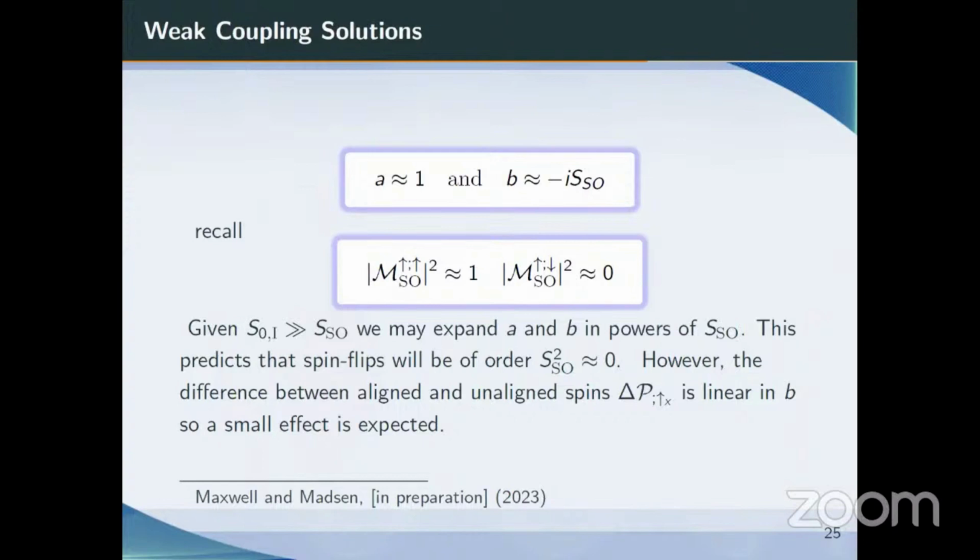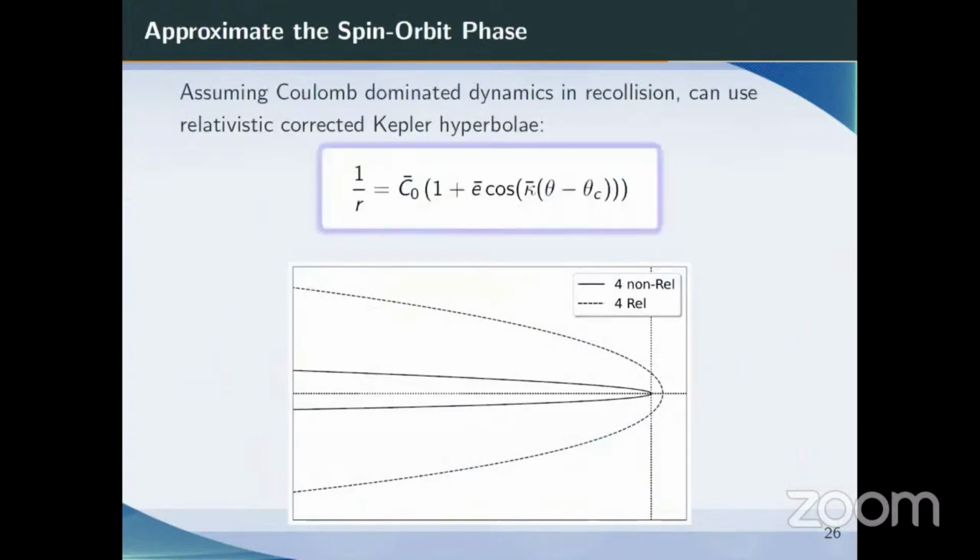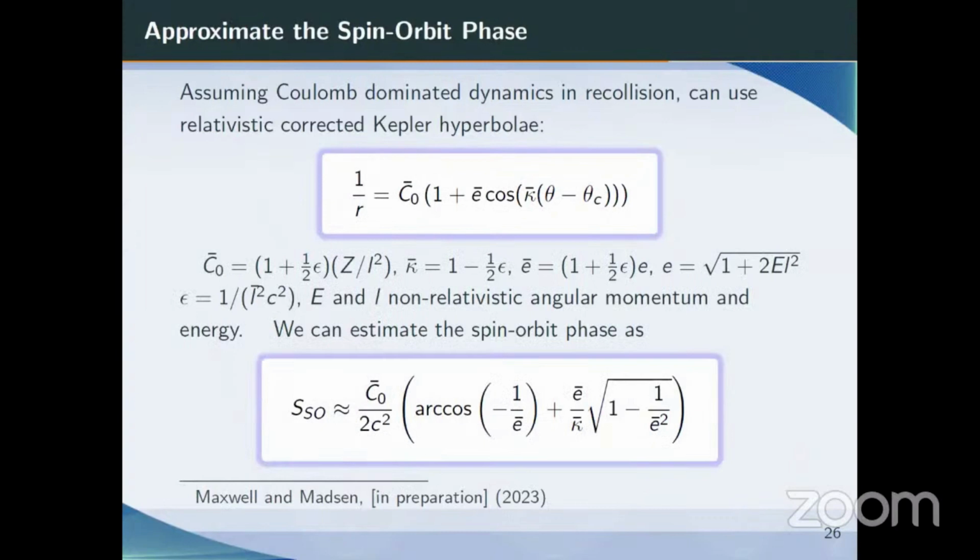However, this quantity that we defined here, which is the difference between spins aligned in the x direction and completely unaligned spins, will be linear in this spin orbit phase. And so we expect a small effect there. Just one final thing is we can use relativistically corrected Kepler hyperbola to actually analytically compute the spins, especially because it goes in a very Coulomb dominated region. So just to show you quickly, we essentially get this, and this agrees very well with our numerical results.